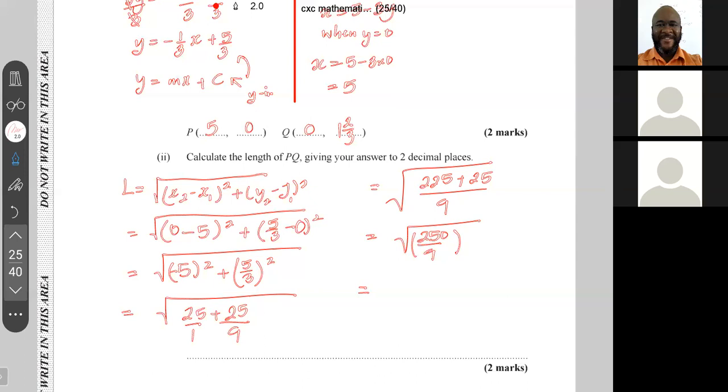Make sure when you put it in the calculator, you put brackets around it, or else you might get something wrong. So the square root of 250 divided by 9. I don't think you actually need a bracket for this one. All right, and the answer here is 5.27 units. So the length of the line from P to Q is 5.27 units. So that's the coordinate geometry formula for the length of a line. Stay with me.